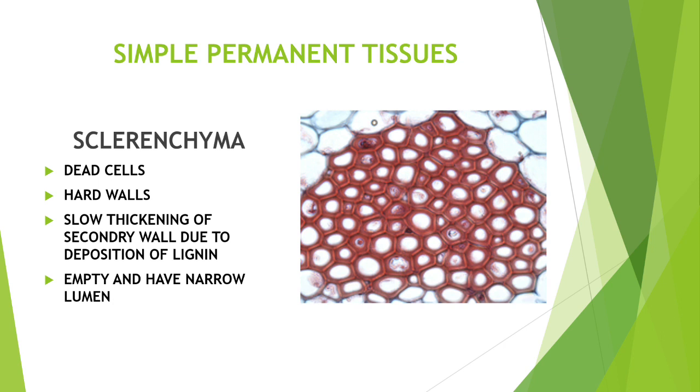So this is all about simple permanent tissue, that is parenchyma, collenchyma and sclerenchyma. In the next video, we will be talking about xylem and phloem.